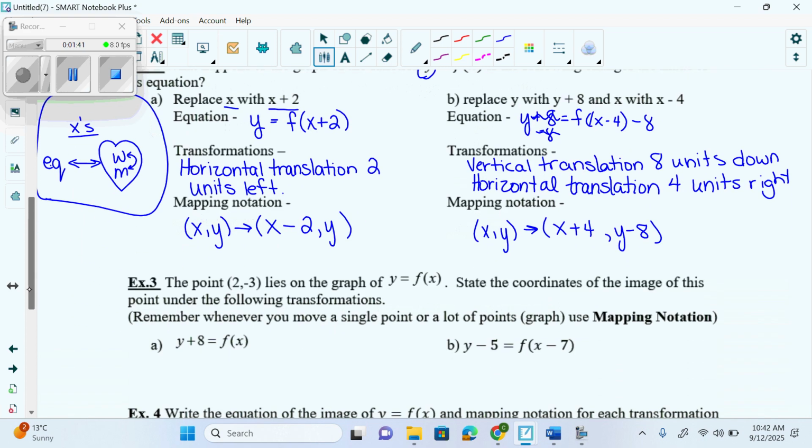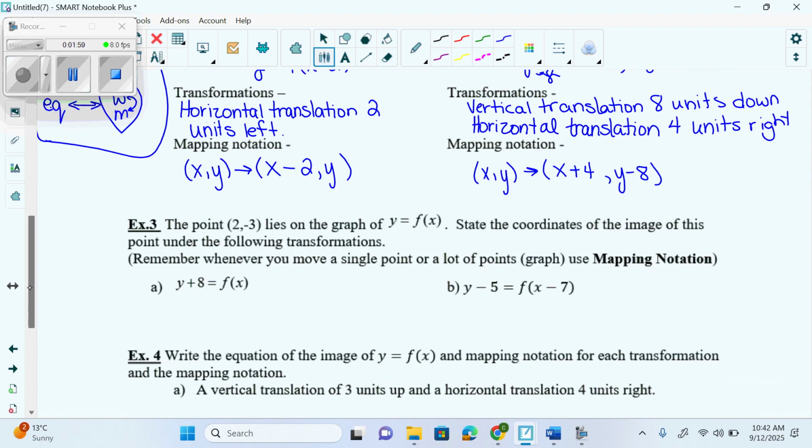Okay, here it says the point 2, negative 3 lies on the graph y equals f of x. So that's the non-transformed graph. That's the original point. State the coordinate of the image of the point under the following transformations. Remember, if you're moving a coordinate or you're moving many coordinates, so a graph, you use mapping every single time. So I look at this and I say, oh, there's a 1 in front of the x, but I need to move my 8 to make y by itself. So now it's by itself. So I need to use mapping.